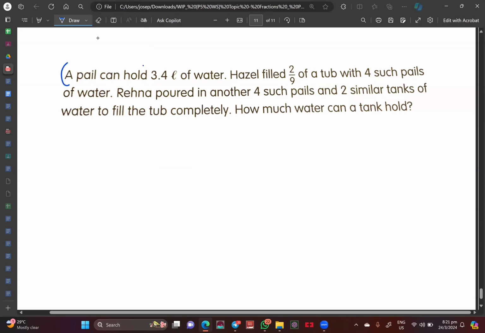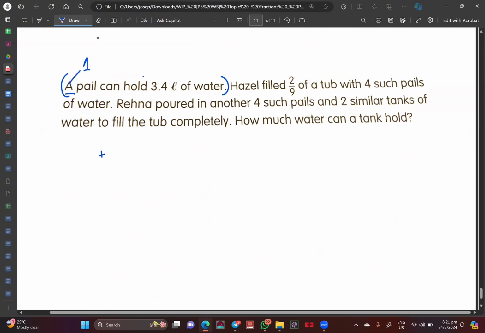Now as you can see over here, it says that a pail, means one, right? One pail can hold 3.4 liters of water. So what are we going to do? We are going to say that one pail is 3.4 liters. Okay, so it means that this pail can carry 3.4 liters of water. Now we read sentence number 2.